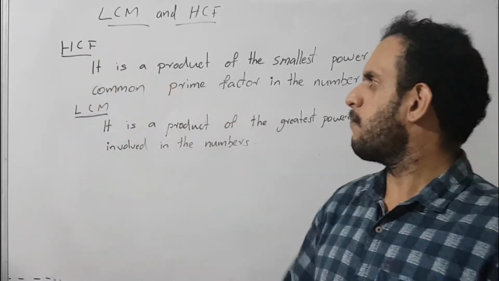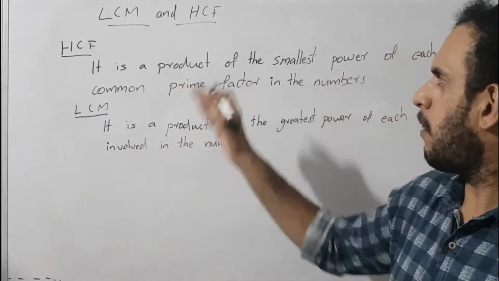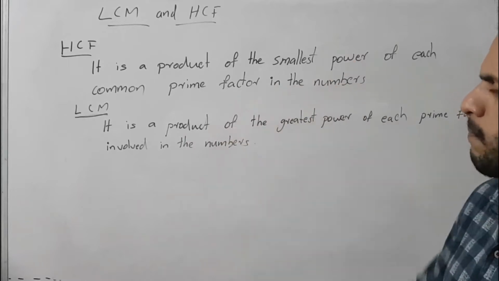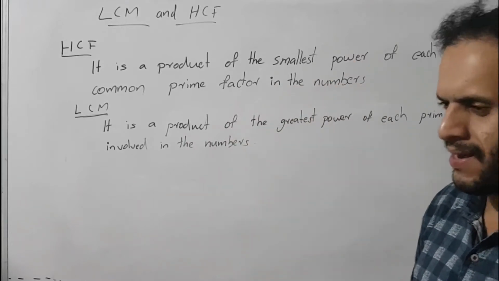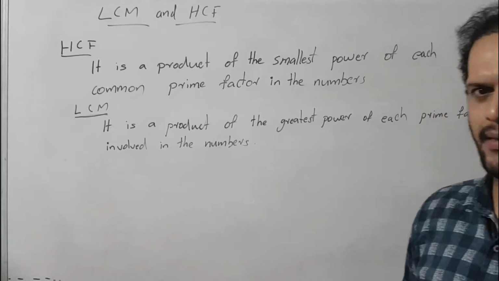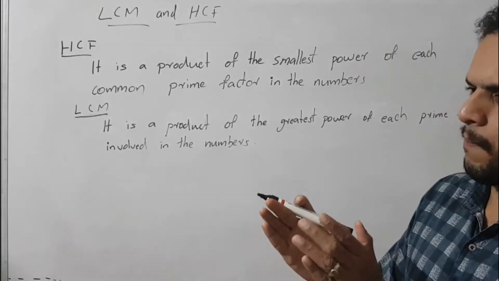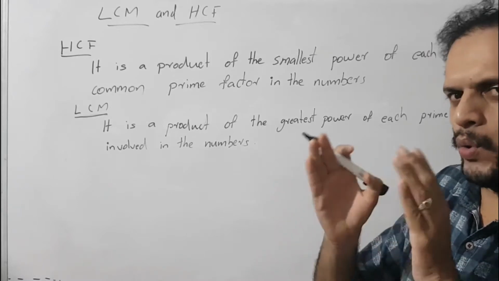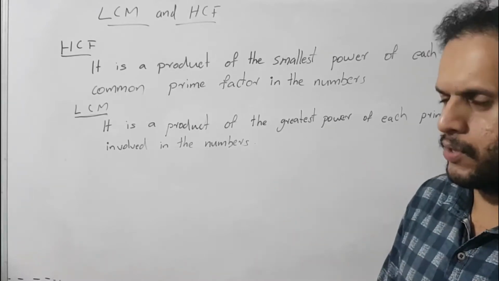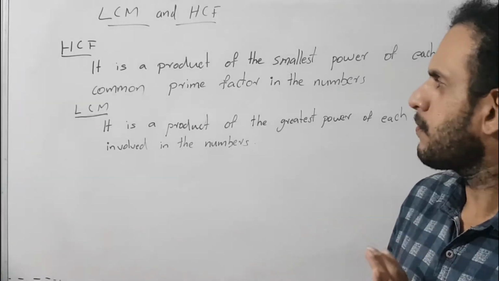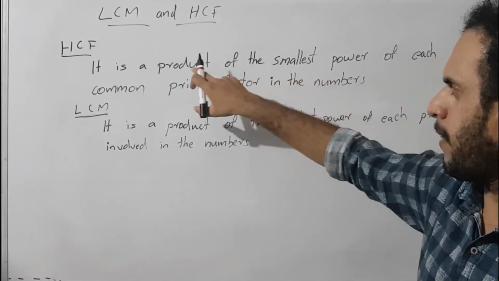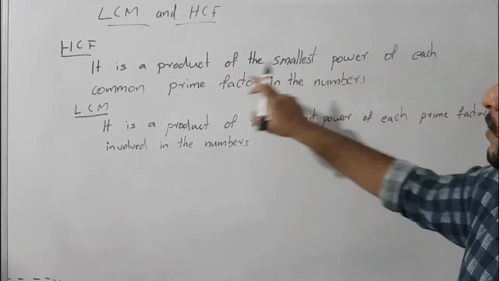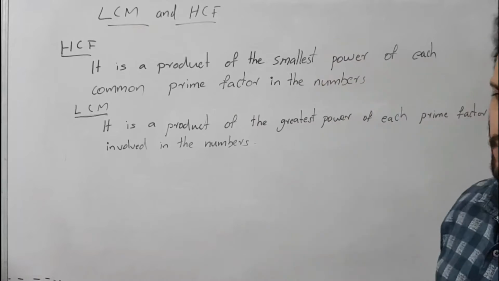The HCF is a product of the smallest power of each common prime factor in the numbers. What is the HCF? If we factorize the numbers and we know how to write the prime factorization, correct? Then in that, the HCF is a product of the smallest power of each common prime factor in the numbers.